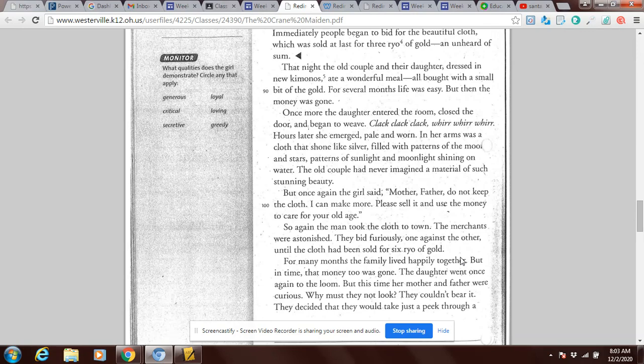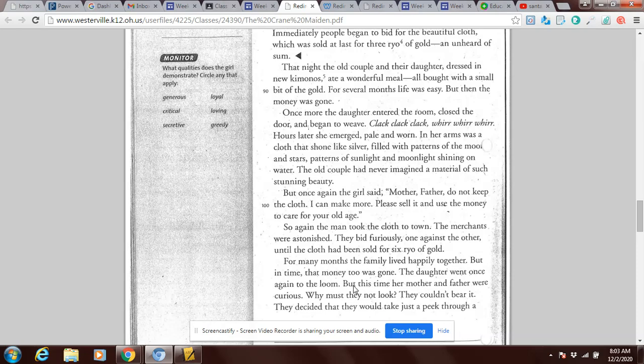So again the man took the cloth to town. The merchants were astonished. They bid furiously, one against the other, until the cloth had been sold for 6 ryo of gold. For many months the family lived happily together, but in time the money too was gone. The daughter went once again to the loom, but this time her mother and father were curious.